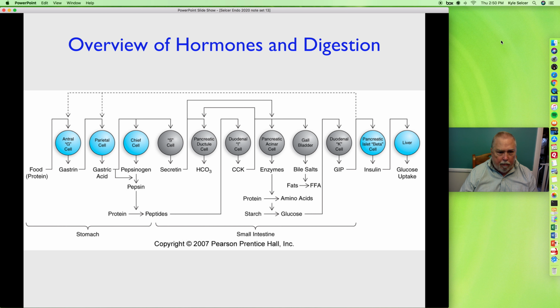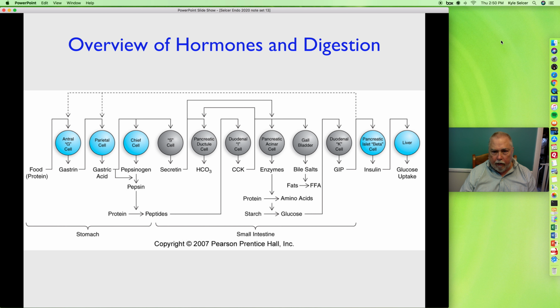Pepsin breaks down proteins into peptides and maybe even amino acids. Secretin is stimulated from the S cells, and it acts on the pancreatic ductal cells to produce bicarbonate, and it's synergistic with CCK on the pancreatic acinar cells to produce enzymes. CCK is produced by the duodenum to act on the pancreatic ductal cells with secretin to help make bicarbonate, and also the acinar cells to make enzymes. The CCK also stimulates the gallbladder to release bile salts. That breaks fats into fatty acids. Other acinar cells produce zymogens that are converted in the intestine from proteins to amino acids and starch to glucose. So all the stuff that's in your food gets broken down into smaller products.